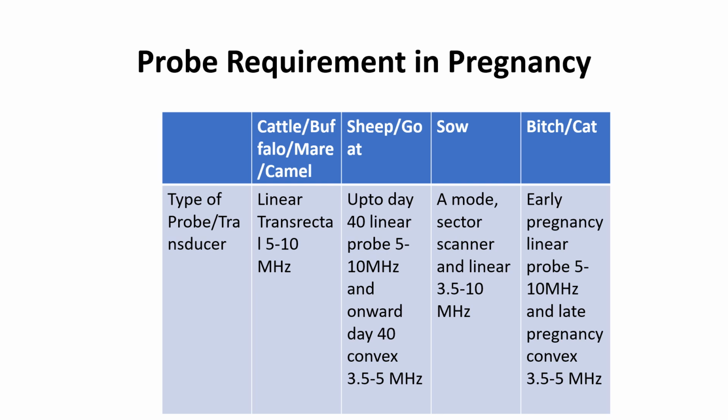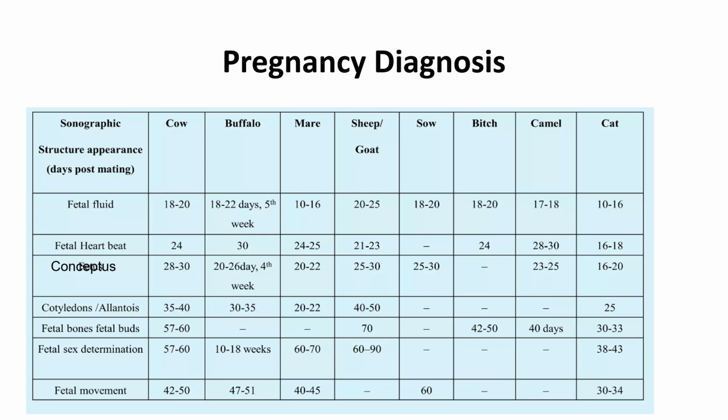In the sow, A mode or sector scanner and linear probe, that is 3.5 to 10 megahertz, are used. In dogs and cats, as they come in the small animal category, in early stages you use the linear probe that is 5 to 10 megahertz in frequency, and in late pregnancy you use the convex or transcutaneous probes that are 3.5 to 5 megahertz in frequency.